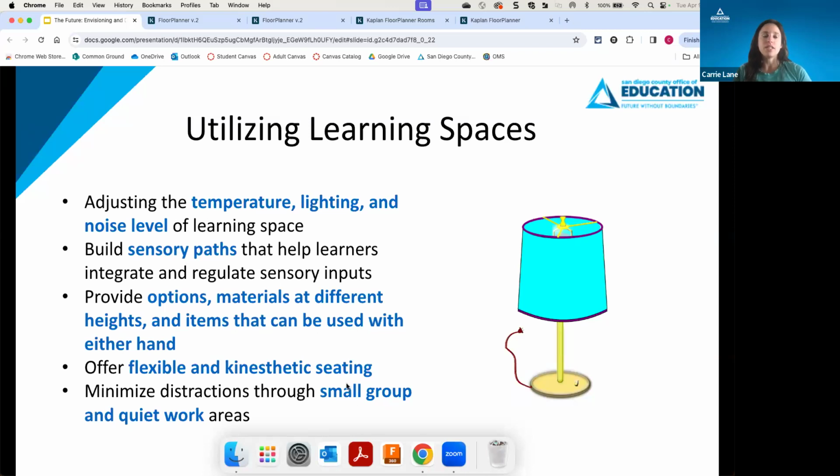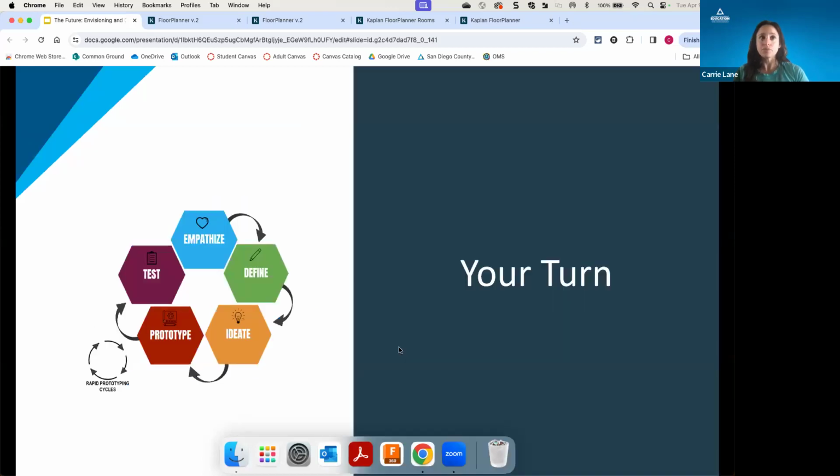And then we already talked about materials at different heights and items that can be used with either hand. We already have users who are left-handed or right-handed, but we also have users who maybe have limited mobility in some of their hands. And then providing opportunities for small group and quiet work when possible. I know that's hard in some classrooms, but if there is an area where students can have that quiet time if they need it, that's always really useful too.